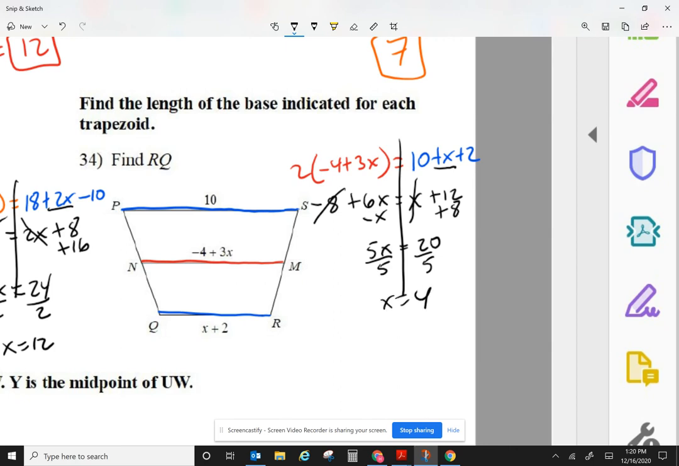Now that I know the value of x, I'm going to use it. The instruction said find RQ. Find the length RQ. RQ is x plus 2. I know the value of x now. 4 plus 2, I'm just going to call that 6.